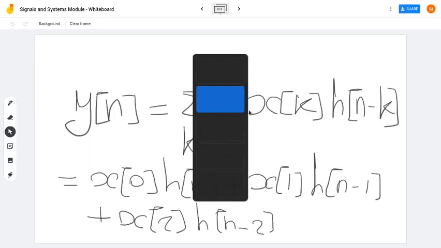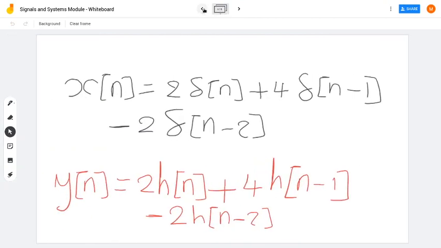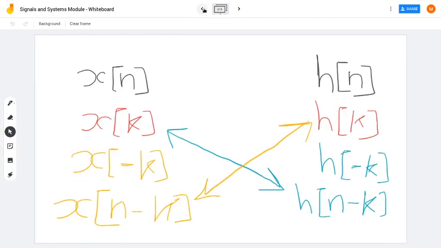and the approach is simply what we have already described over here, where you replace the variable n with a dummy variable k and choose one signal to keep as is, and the other one is to mirror and shift and then multiply them together. And we're going to do that actually in a graphical approach.